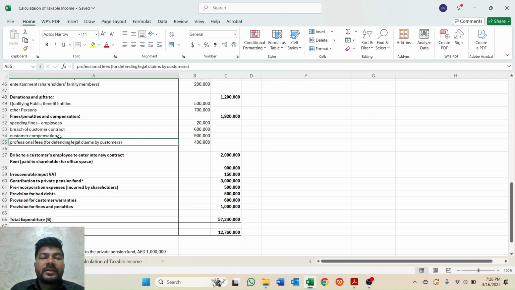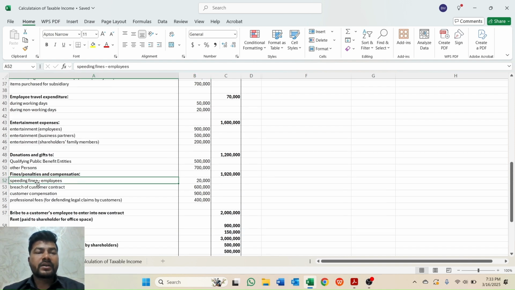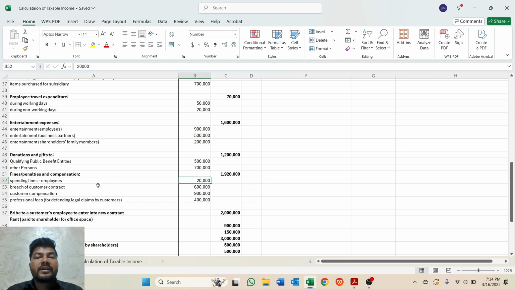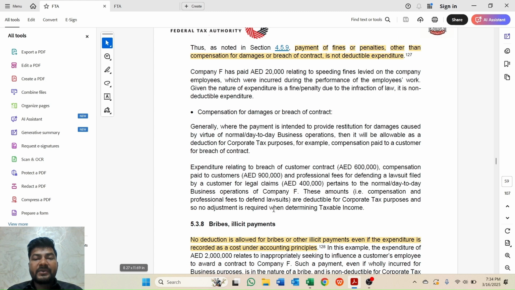Look here, defending a legal complaint means the fees are incurred to defend the company, defend the business. So this is business related, so it will be totally allowed. Now let's come to customer compensation. Now we'll talk about speeding fines for employees. Look, these fines are imposed on the company for the employee by the government for breach of government laws and regulations. So this is not by virtue of damage or compensation, damage or breach.